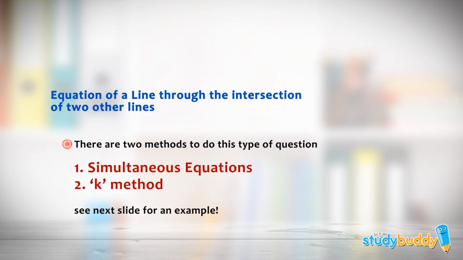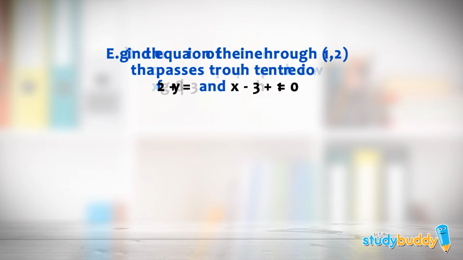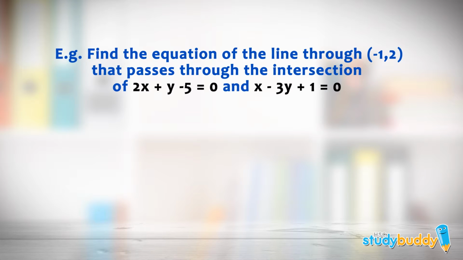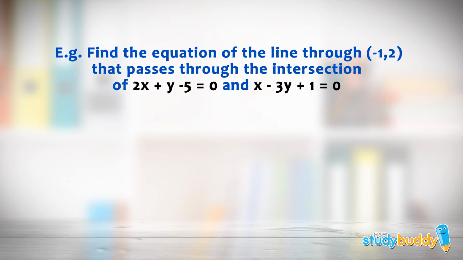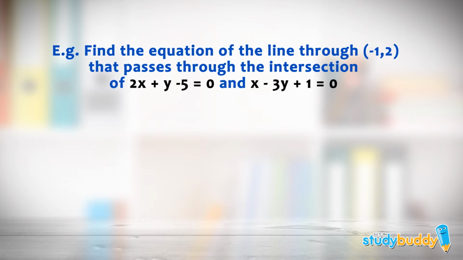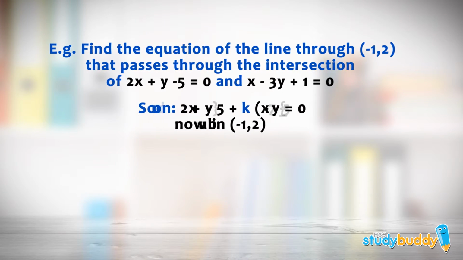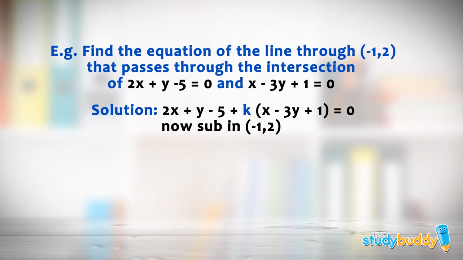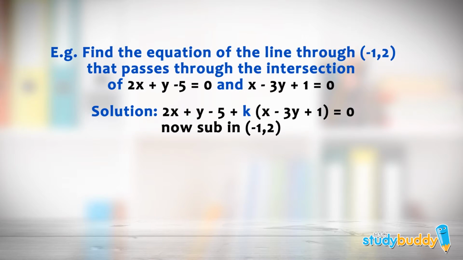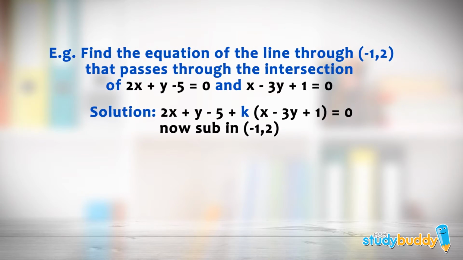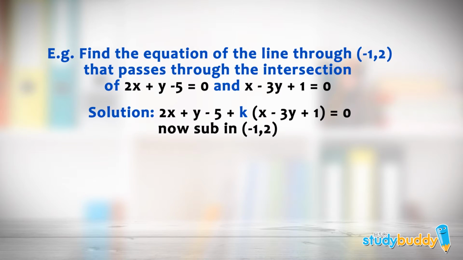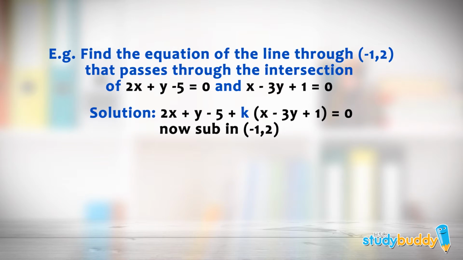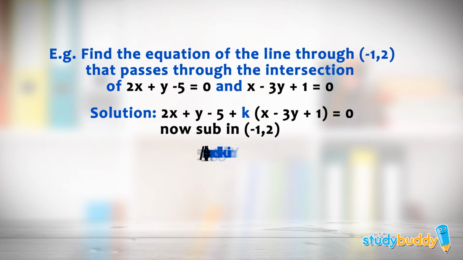If we were asked to find the equation of a line through the point (-1, 2) that passes through the intersection of 2x + y - 5 = 0 and x - 3y + 1 = 0, how would we go about it? Quickly, we'll note that our lines are in general form. The first thing we're going to do is introduce a variable called k. We write our first line plus k times the second line and let that equal 0. Then we sub in the point that was given, so negative 1 and 2, and that allows us to solve for k because it will be the only remaining variable. Solving for k, we get negative 5 over 6.